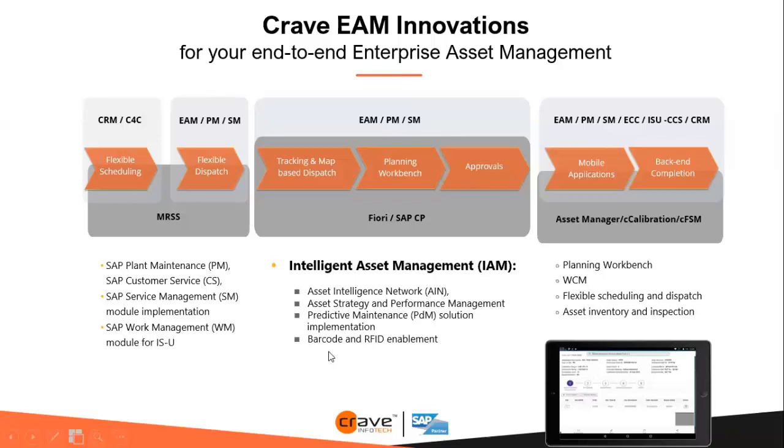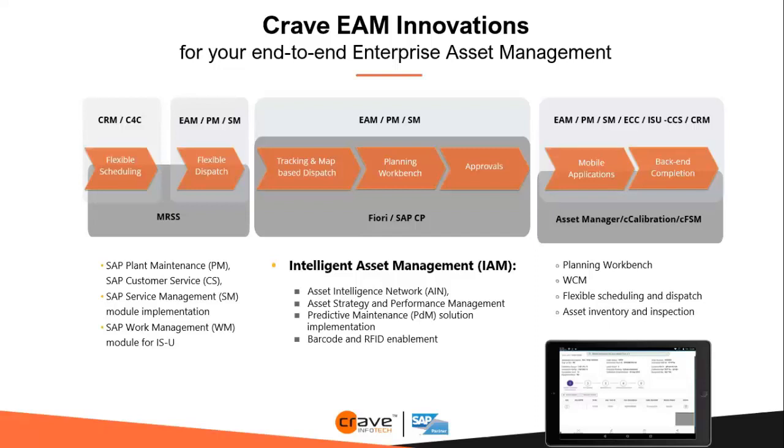These different stages we perform with a different set of tools, either SAP software or Crave intelligent asset management. SAP plant maintenance, customer service, SAP SM, WM cover the flexible scheduling and flexible dispatch. Then asset management covers most of the portion like Fiori and SAP CP, and through the application we are performing the rest of the activity. So Ashish, I am handing over to you to brief about the Crave application process flow and demonstration of the application. Yeah, thank you, Murali.